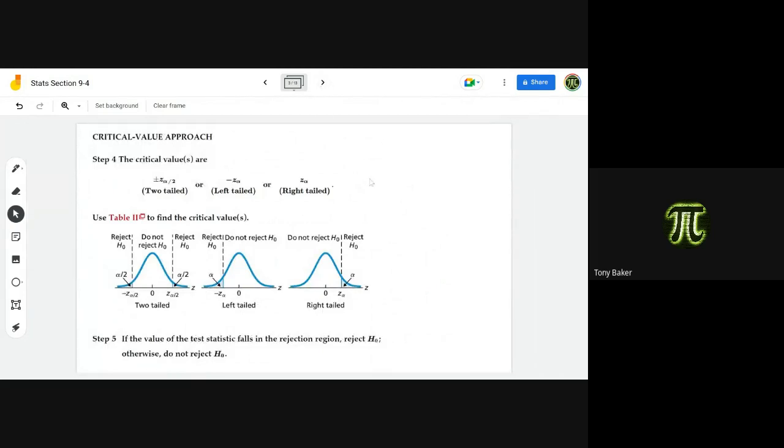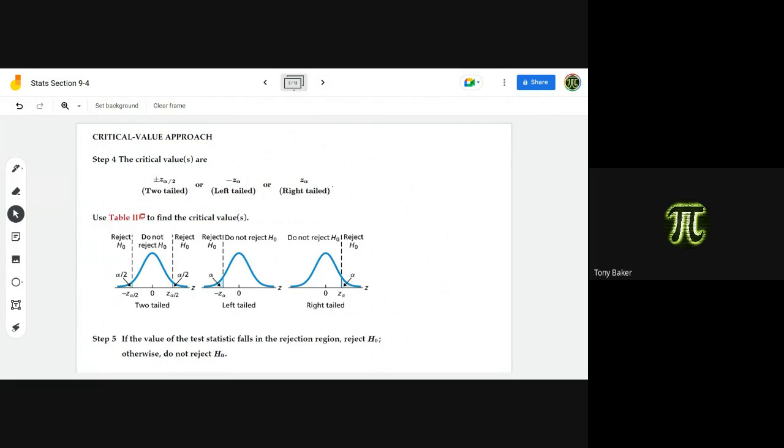Once we've got that information, we have one of two methods. These are the two different methods that we looked at last Tuesday. We have the critical value approach. Critical value is looking at that Z. So if it's a two-tailed, we do the Z of the significance level divided by 2. For the one-tailed, we look at the negative version or the positive version of that, depending on which direction we're going.